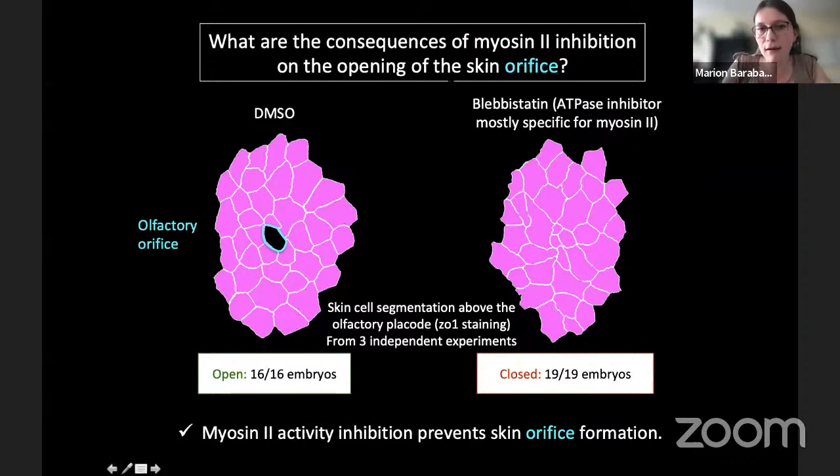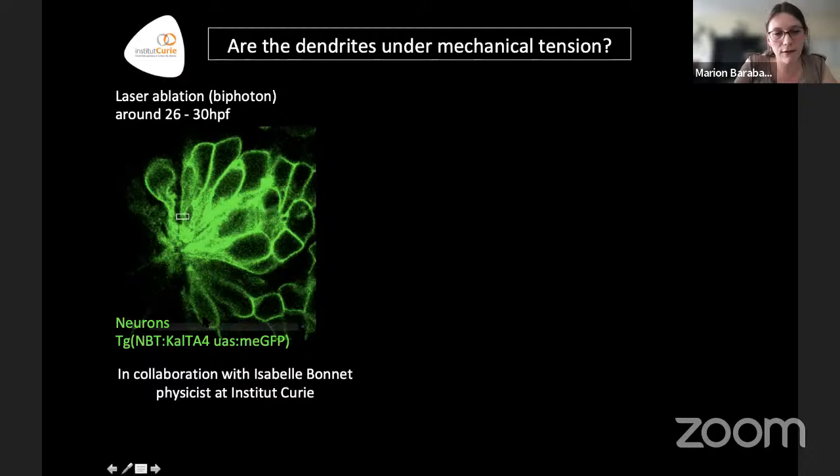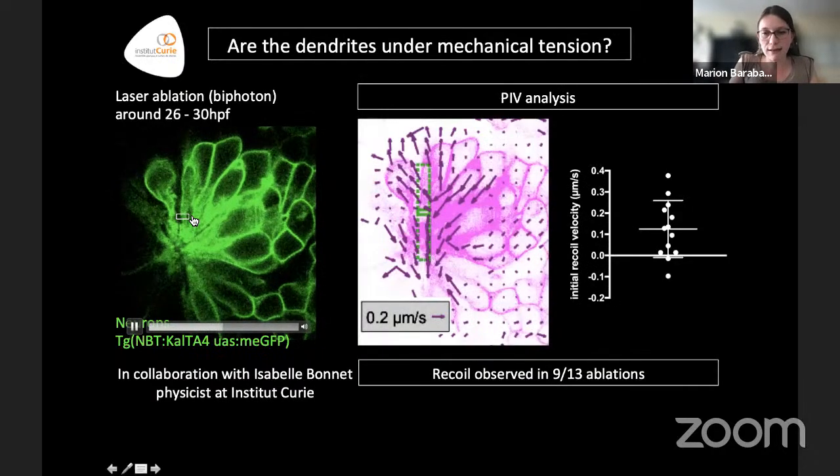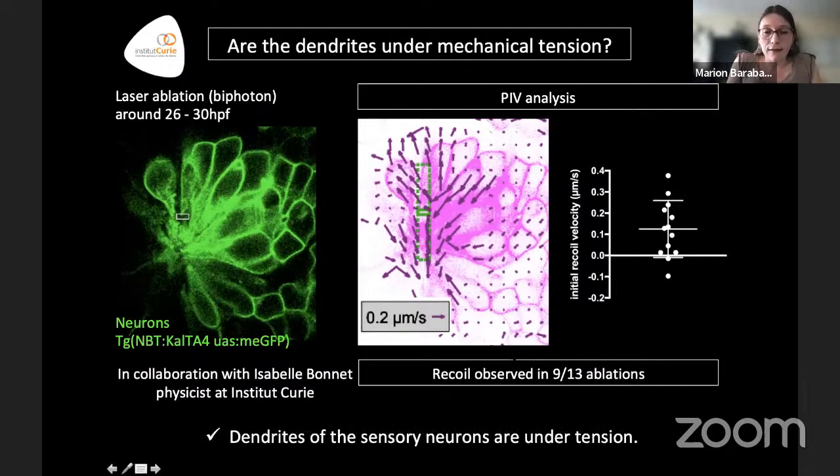So we apply blebbistatin during the process of orifice formation, and strikingly, we found that in all the treated embryos, there were no orifices formed. So this leads to the idea that inhibition of myosin activity completely prevents the formation of the orifice. Then we wondered if the neurons might be under mechanical tension. So using a laser ablation technique in collaboration with Isabelle Bonnet at Curie, we severed the dendrite and observed the recoil effect. We found that in most cases there is a recoil effect, meaning that the dendrites of the sensory neurons are under mechanical tension.